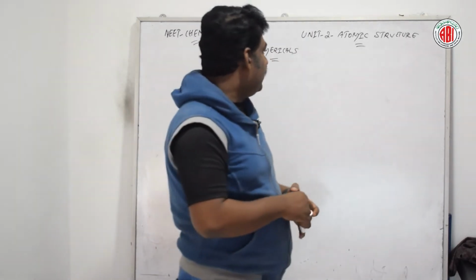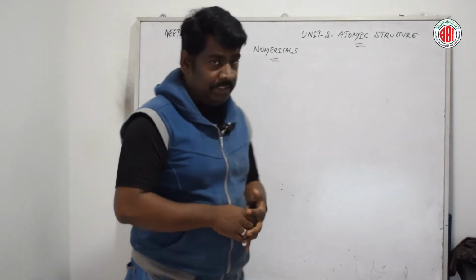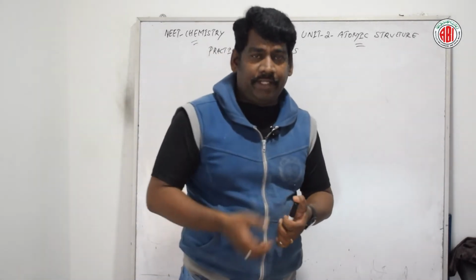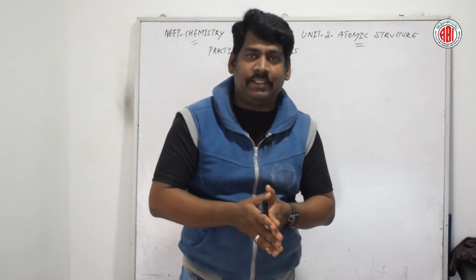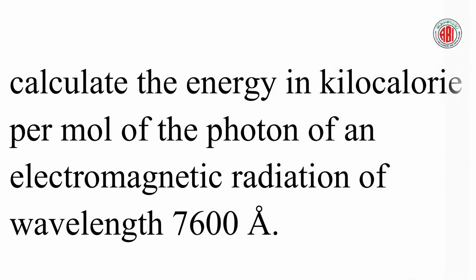Based on that, we are discussing Unit 2 atomic structure, a few practice numericals. In that category, today we are going to discuss a few more practice numericals. Let's start. So now look at this next question, guys. Calculate the energy in kilocalorie per mole of the photons of an electromagnetic radiation of wavelength 7600 Armstrong. Let us see how to solve this problem.